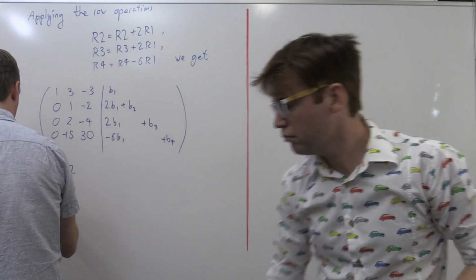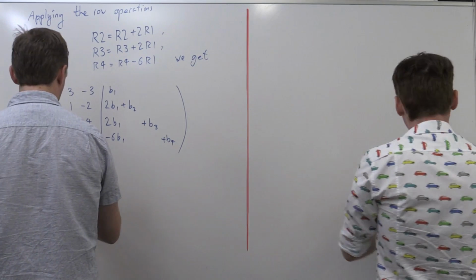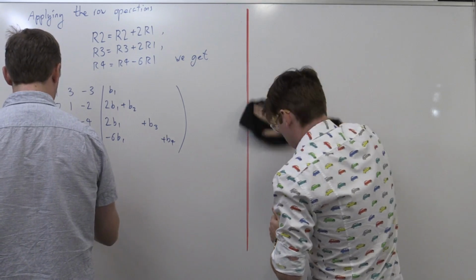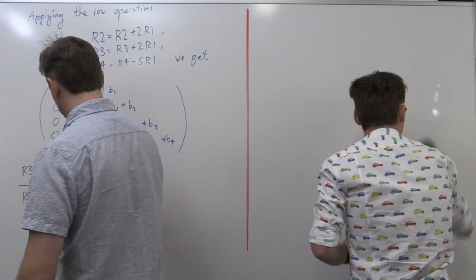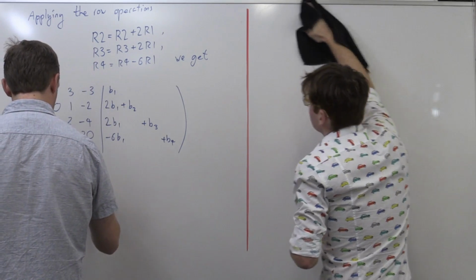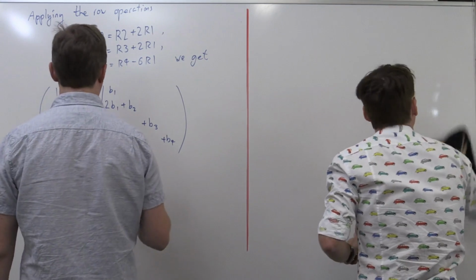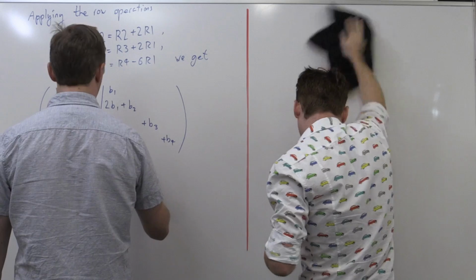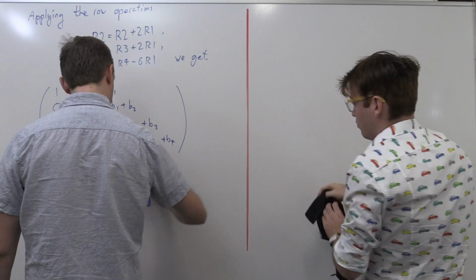Make row 4 equal to row 4 plus 15 row 2. Okay, so my first two rows haven't changed. I'll just copy those out correctly.